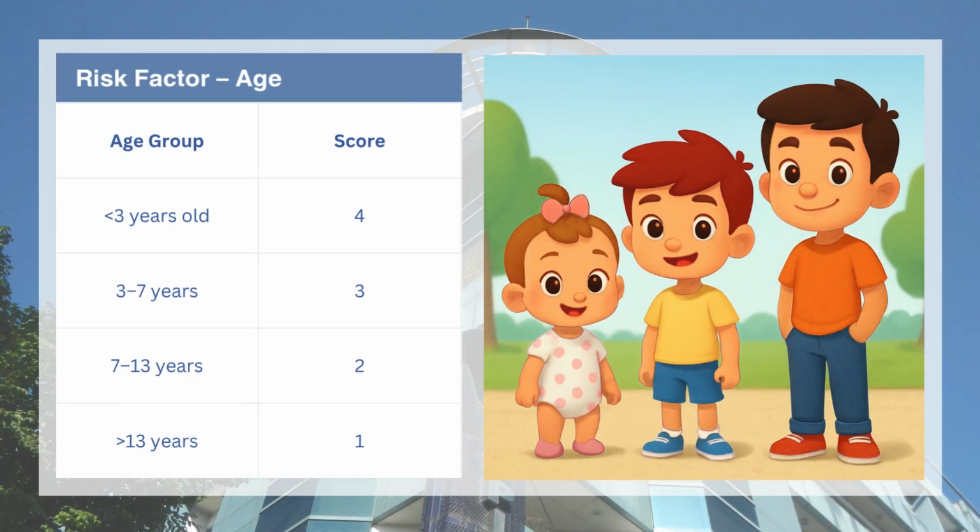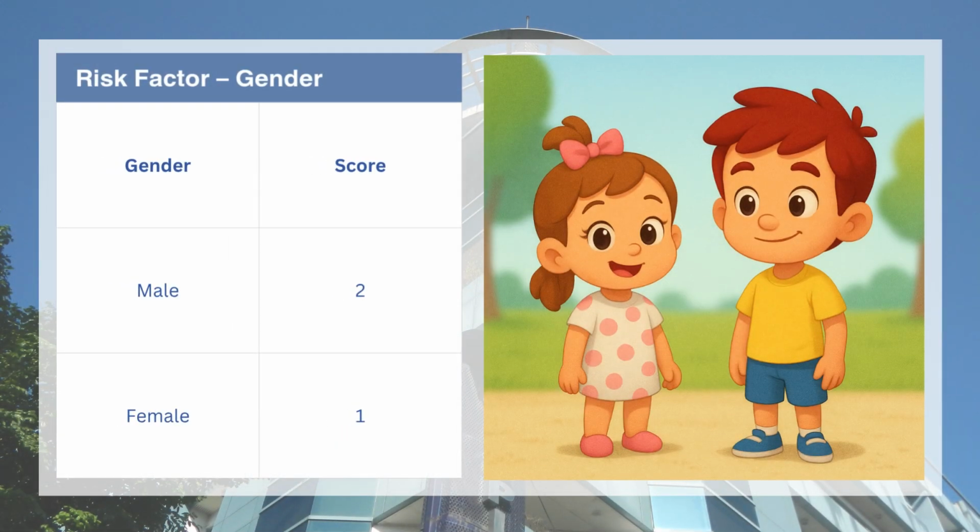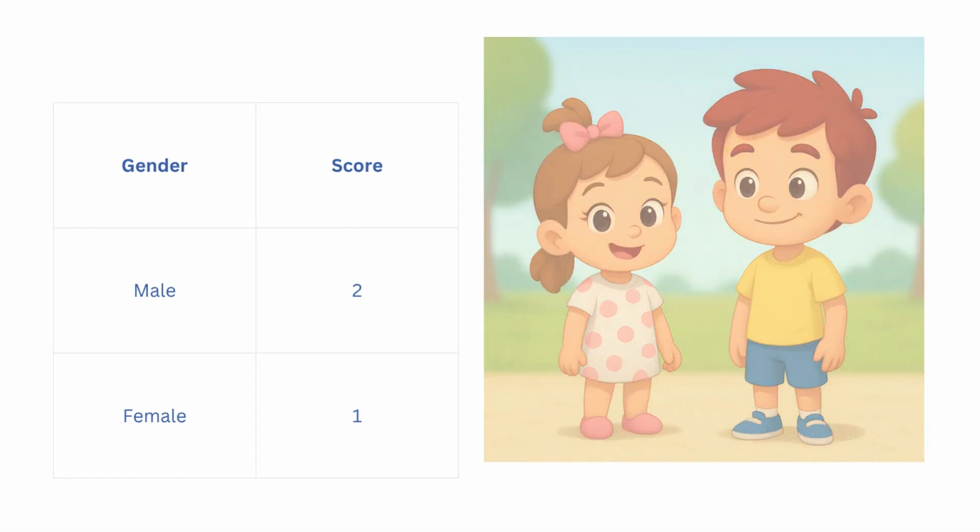Age. Younger children are at higher risk because of poor coordination, impulsivity, and lack of awareness of danger. The scale gives the highest points to infants and toddlers under 3 years, while teens above 13 are given the lowest score. Gender. Studies have shown that boys tend to engage in more physically active and risk-taking behaviors. This is why male patients are given a higher score on the HDFS.